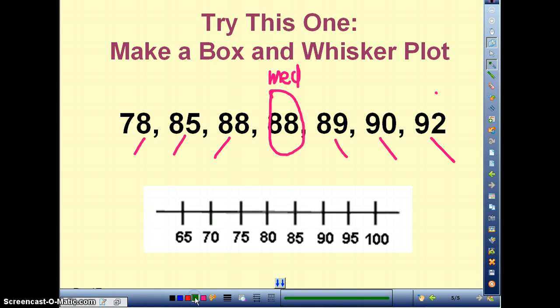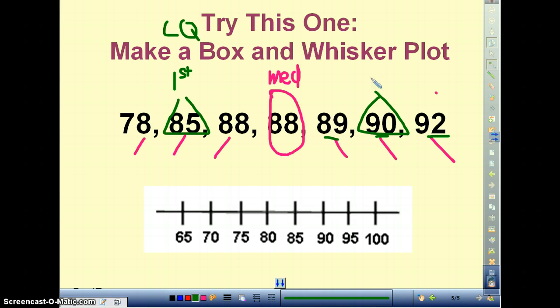Okay, now to find our first quartile, we need to find the median of the lower half of the data. Here's the median of the lower half, so that's your first quartile. It's also known as your lower quartile, LQ. Some people call it a lower quartile. Okay, now we have to find the median of the upper half of the data. And that upper half and lower half does not include the 88 because 88 is halfway in between. So my upper half of data are just these three numbers, and the median of the upper half is 90.